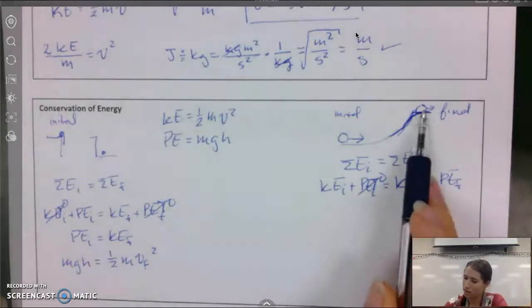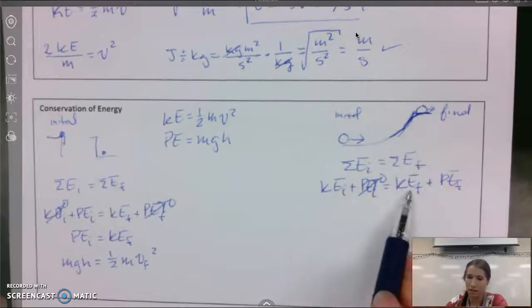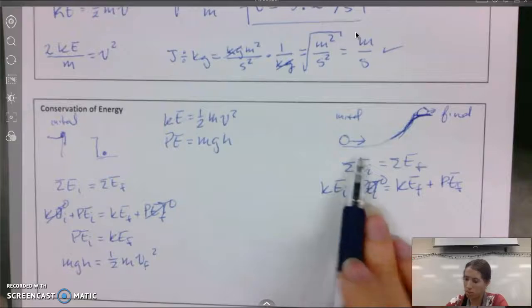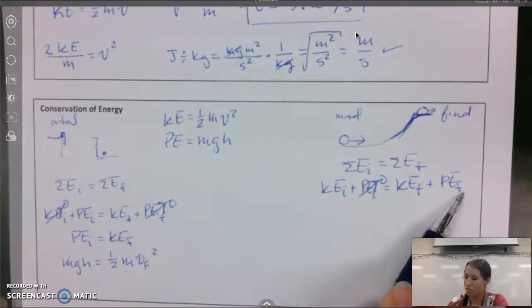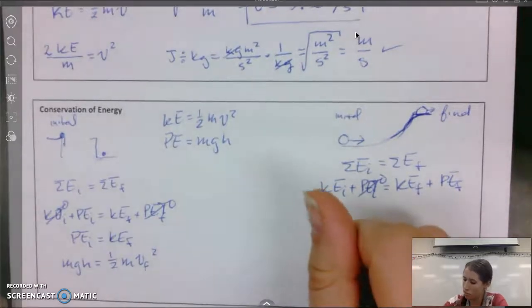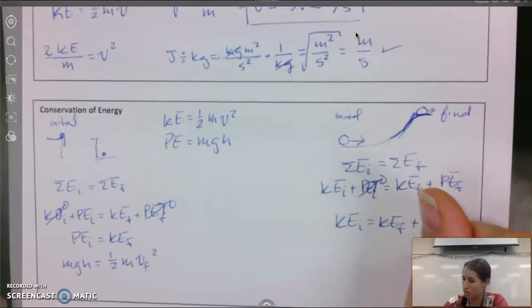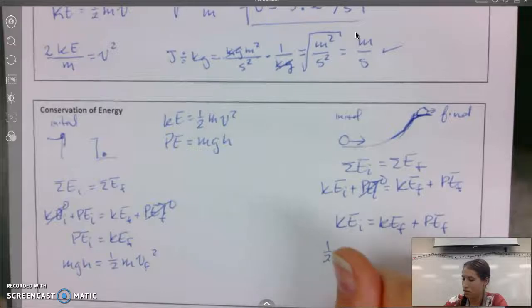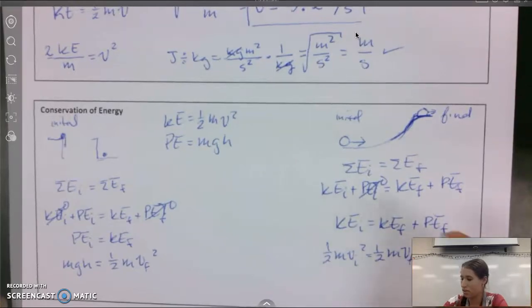On the other end, I do have a small velocity when I reach my final conditions here, so I would have a kinetic energy final. And I am up above where I started, so there is a height component, so I would have potential energy final. So this one would be kinetic energy initial equals kinetic energy final plus potential energy final. So I'd have 1/2 mass velocity initial squared, which equals 1/2 mass velocity final squared plus mgh.